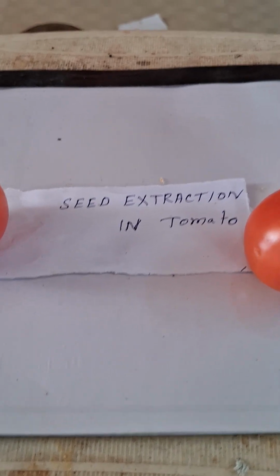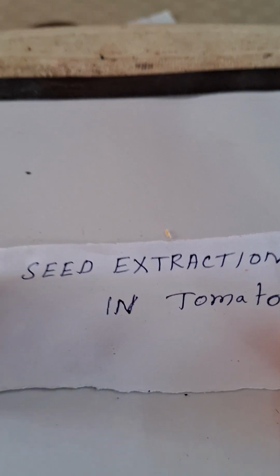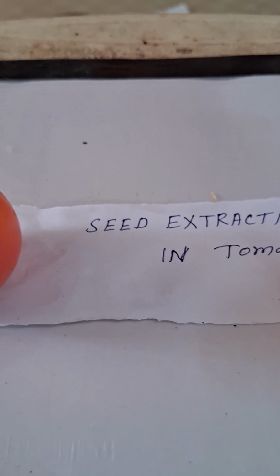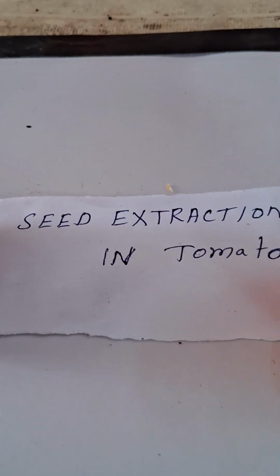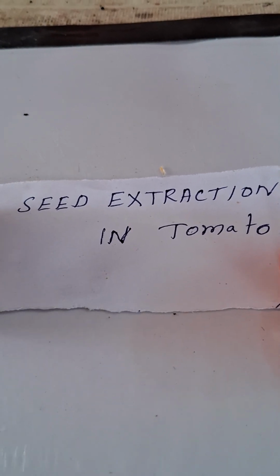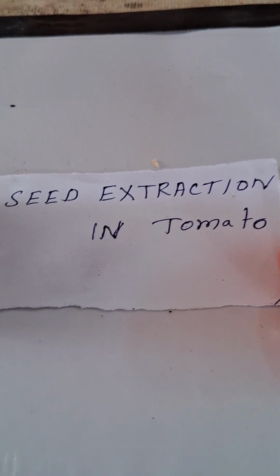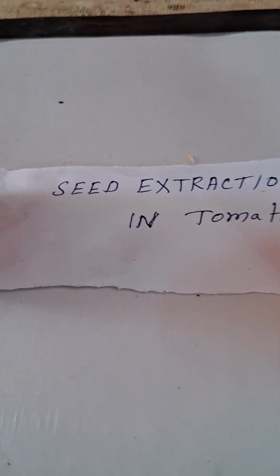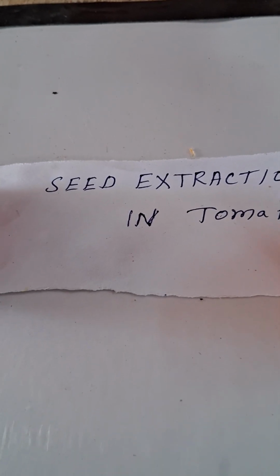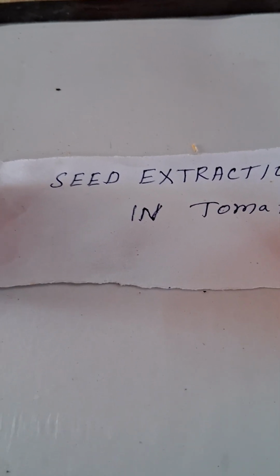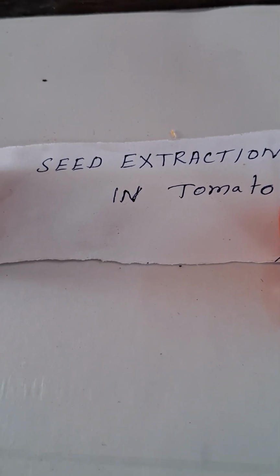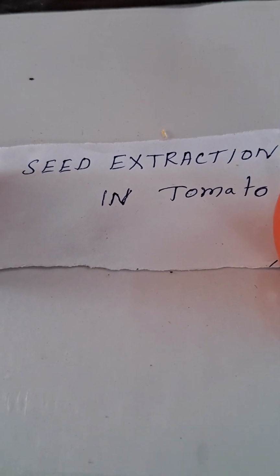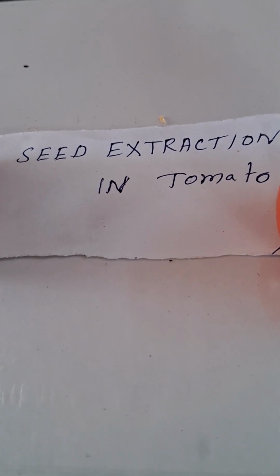Dear friends and my dear agricultural students, in this video we will see about the different methods of seed extraction in tomato. In tomato, the seeds may be extracted by 4 different methods. The first method is fermentation method. The second method is acid extraction method. Third is alkali extraction method, and the fourth one is mechanical extraction method.